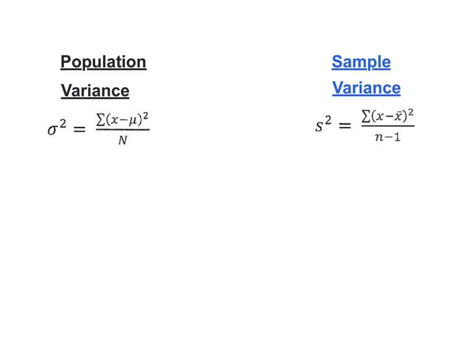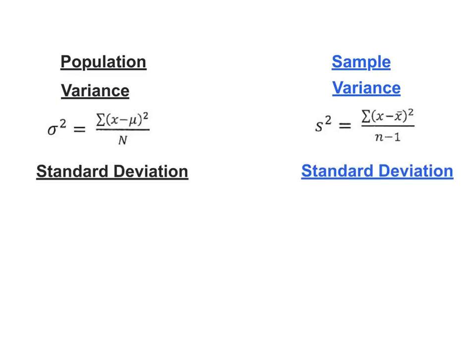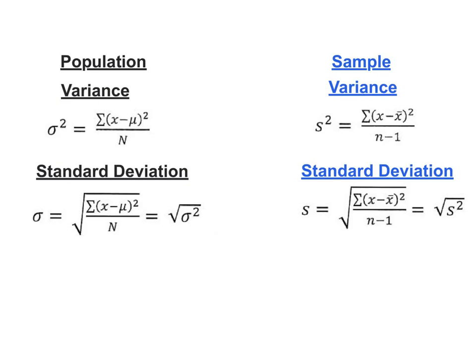Now, the actual standard deviation for each is just the square root of all that. So the square root, sigma, is the square root of all of this. And that, of course, equals the square root of sigma squared. And again, that's this relationship. Sigma is the square root of up here, and for the sample it's the same way. It's the square root of all of this.